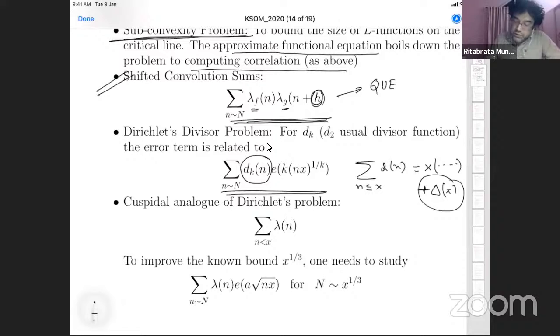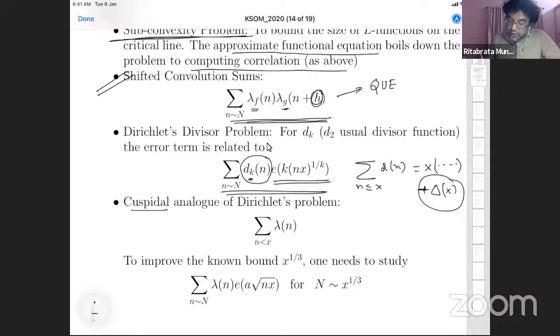So here I'm looking at the general divisor function of order k. If you take the usual divisor function, then k equals 2. And then here we have an exponential. Okay, and there is also a cuspidal analog, as I mentioned.